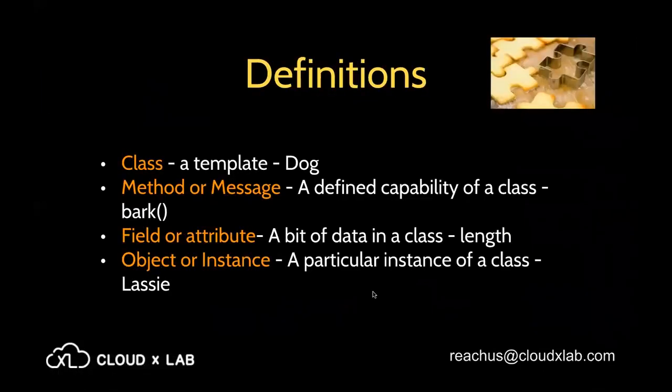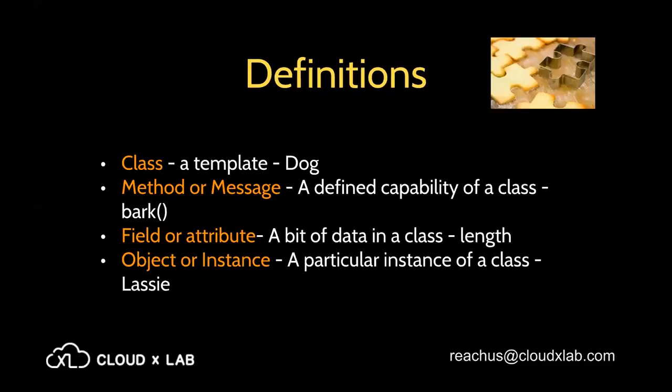Again, a bit of definition. A class is a template, like dog. A method or message is a defined capability of a class. For example, a dog can bark. Fields or attributes are a bit of data in the class, like the height or length of the dog. An object or instance is a particular instance of a class, like Lazy could be a dog. There could be many dogs, but the definition of dog is that it can bark, it has a height, and so on.